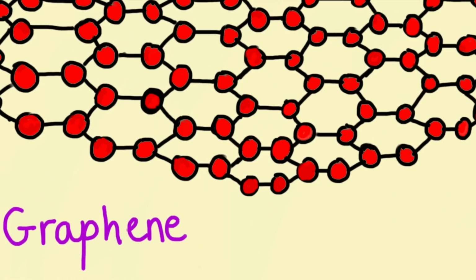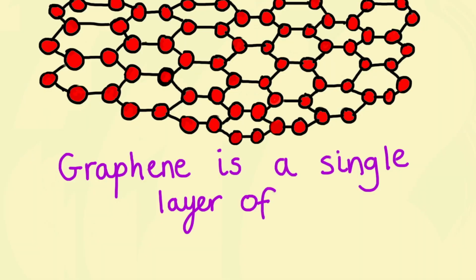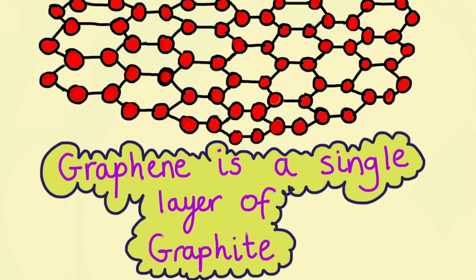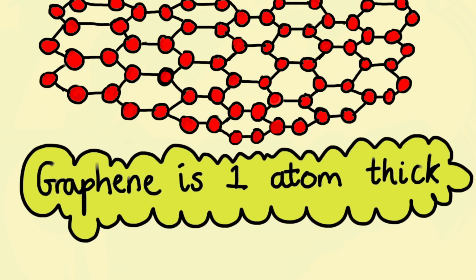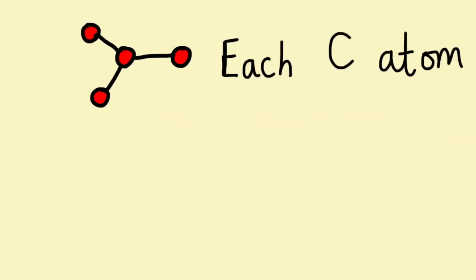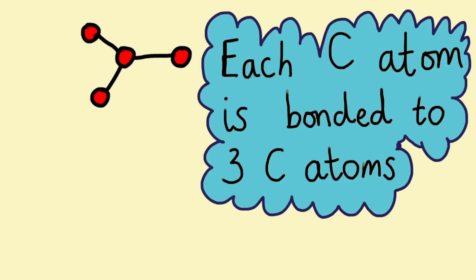It looks quite familiar though, doesn't it? And the reason being is because it is a single layer of graphite. So it is a single hexagonal layer. Since it is only a single layer, it is one atom thick. If we look at the bonding in graphene, we have each carbon atom covalently bonded to 3 other carbon atoms.